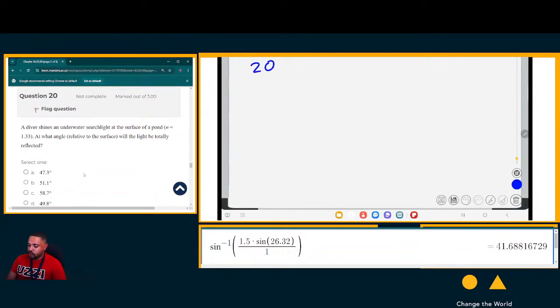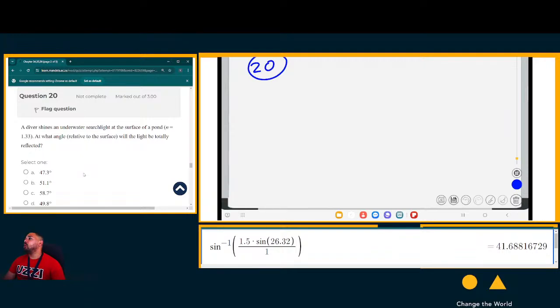Now problem number 20. A diver shines an underwater searchlight at the surface of a pond. The pond has an index of refraction of 1.33. At what angle relative to the surface will the light be totally reflected?